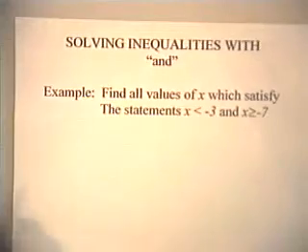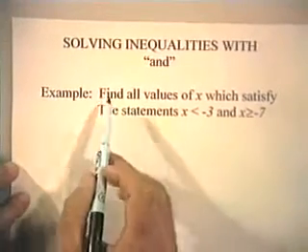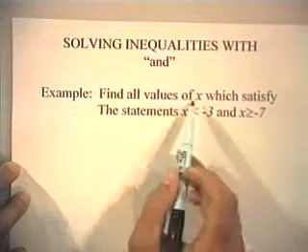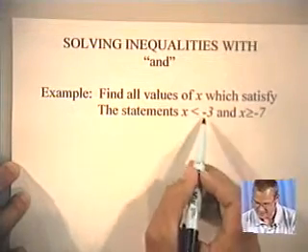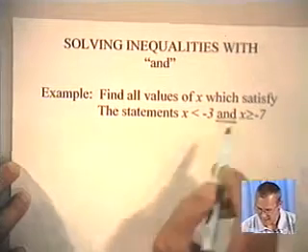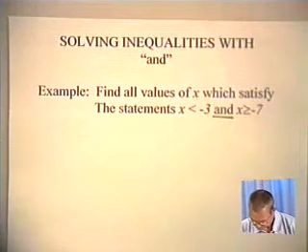Solving inequalities with the word "and." I want to start out with an example. Notice I have two inequalities here. It says in our example to find all values of x which satisfy the statements x is less than negative 3 and x is greater than or equal to negative 7.